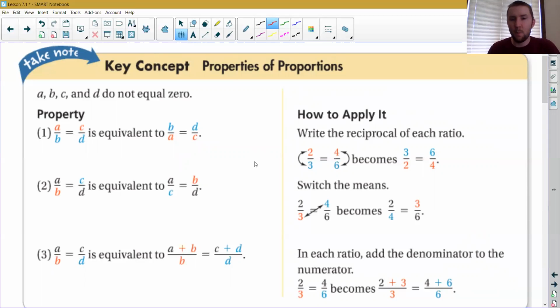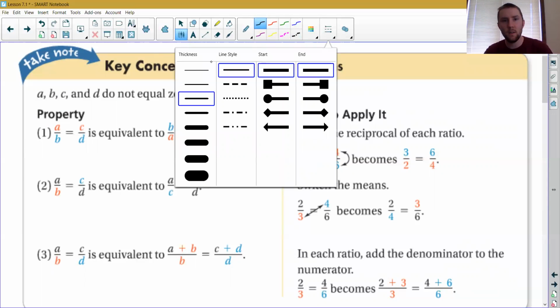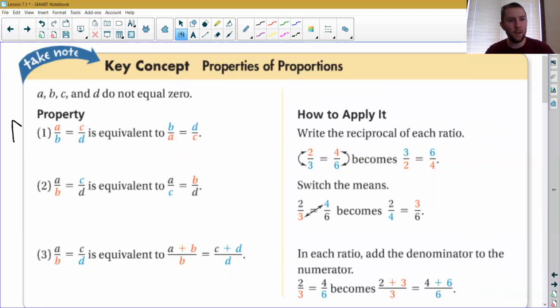So, three properties of proportions that allow us to change things around and see the proportion in a slightly different way, which may help us when we get to solving some more complicated proportions. All right. So the first property, which is highlighted here, is that you can reciprocate both of the fractions and it's still the same proportion.